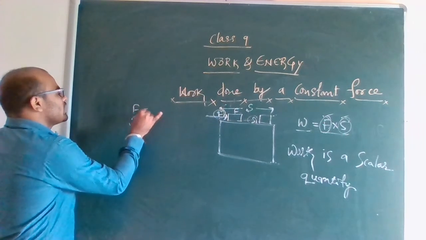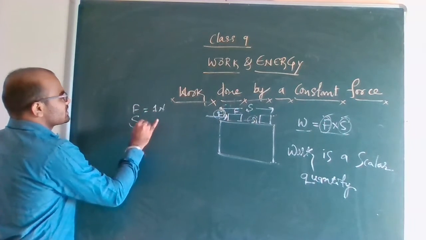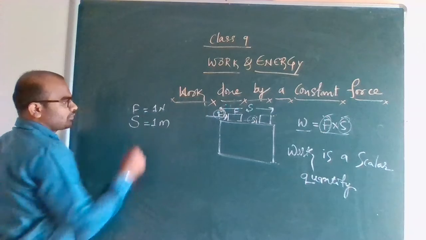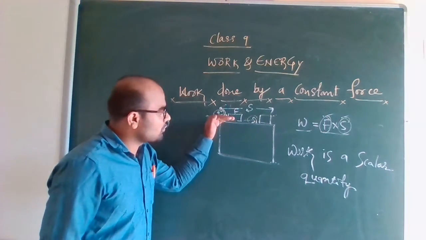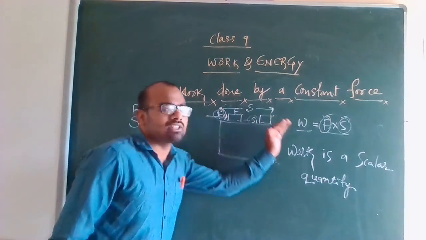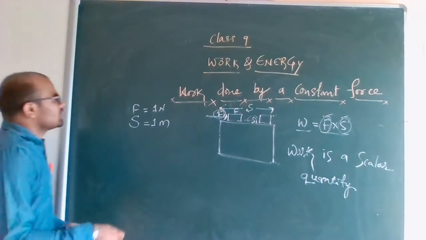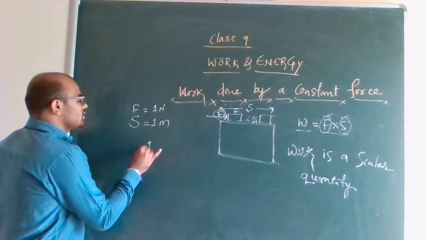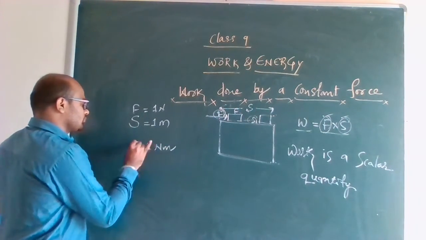Force is equal to 1 Newton, displacement is equal to 1 meter. If we apply a force of 1 Newton and it moves a distance of 1 meter, we can say that the work done is 1 Newton meter.